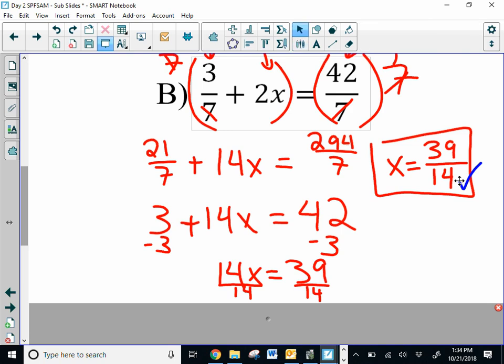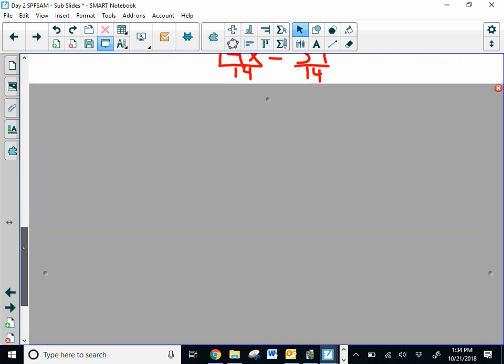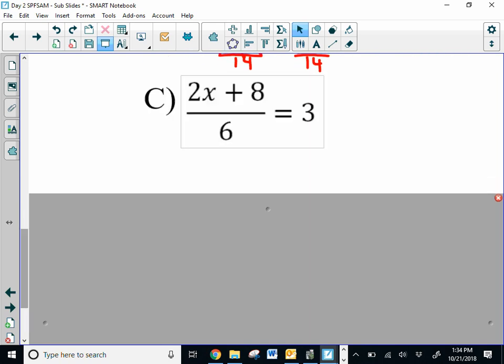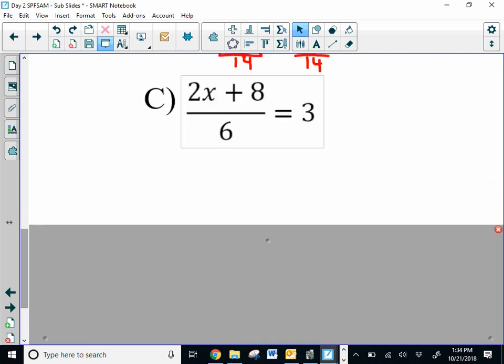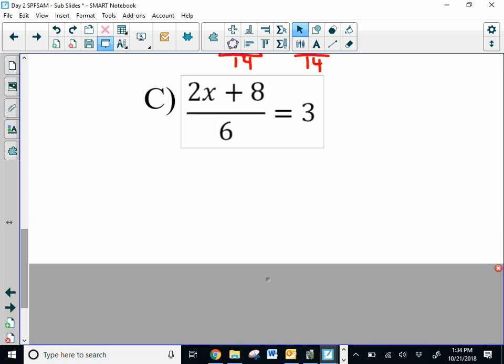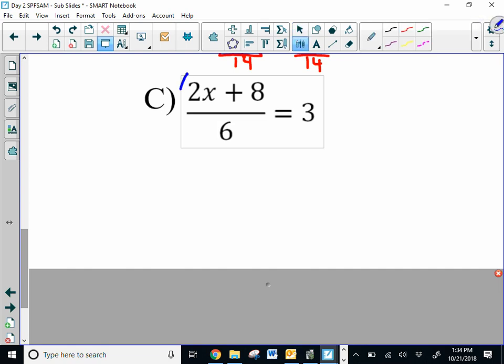All right, so these next two are going to look a little bit different. They're going to have fractions, but it's going to be a little different. It's going to be like that last one from the do now. So here, 2x plus 8 over 6 equals 3. When we go to multiply to get rid of those fractions, we're still going to multiply by the denominator, 6. Now, if we do this one the long way, we got to be careful.